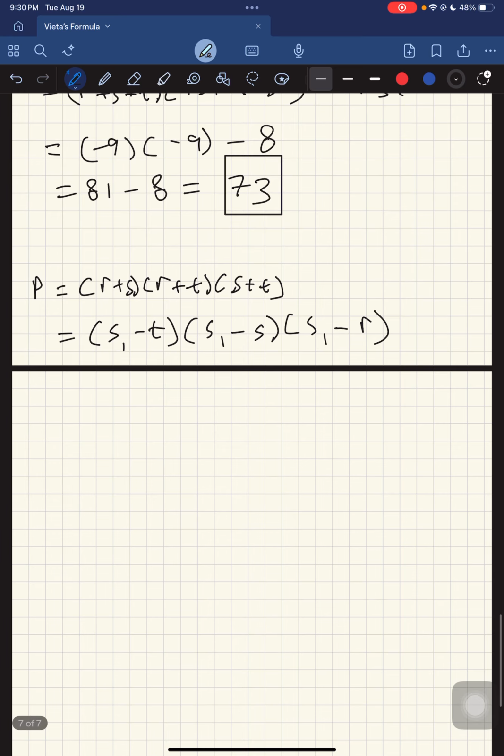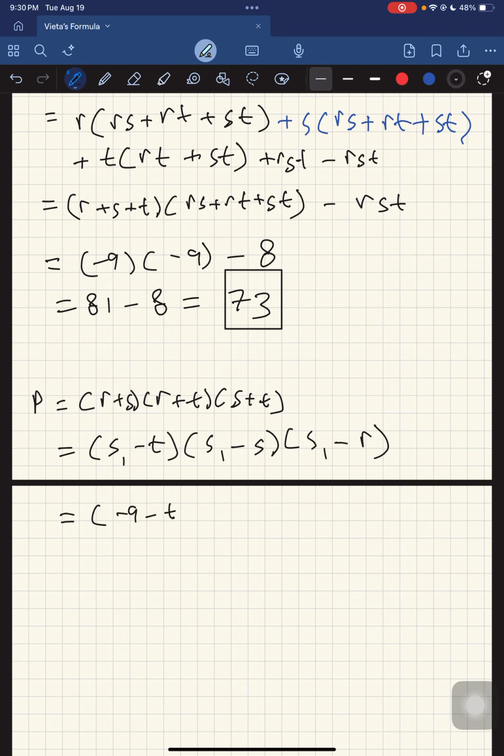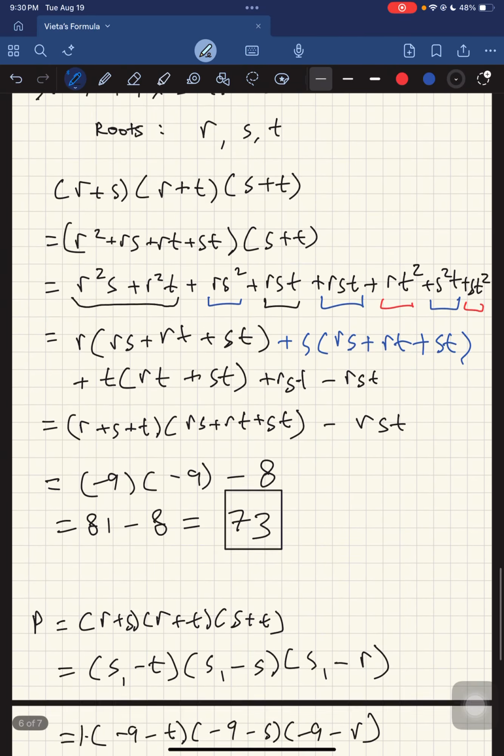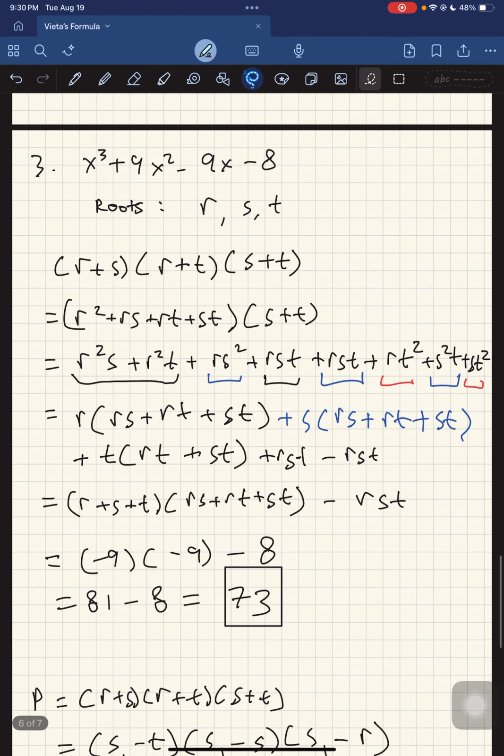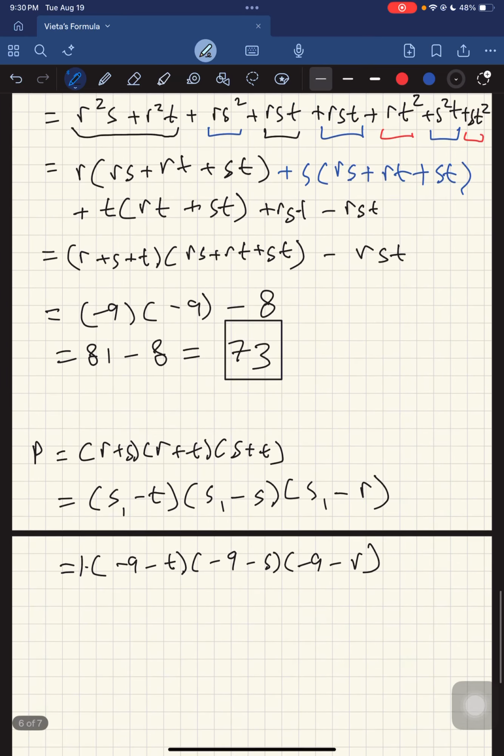And what is S1? S1 is negative 9. It's negative 9 minus t, negative 9 minus s, negative 9 minus r. Oh, and I'm going to add a coefficient of 1 here, just so that it makes it easier for us to visualize. So let's say we have a function f of x which is equal to this.